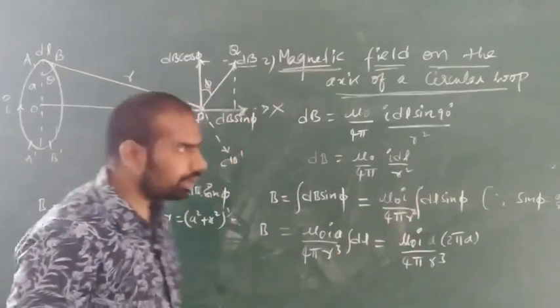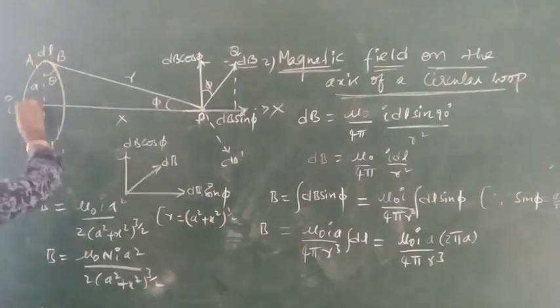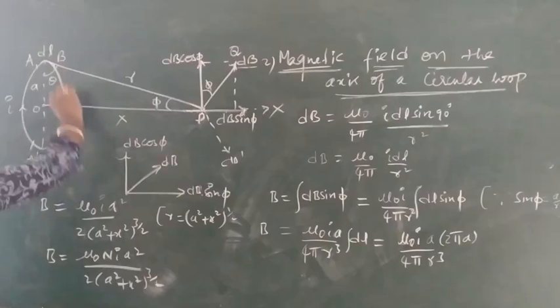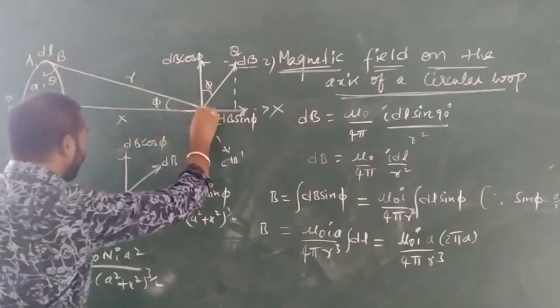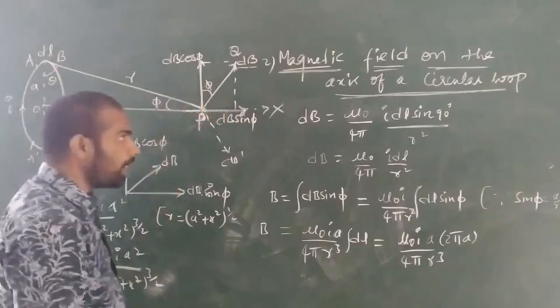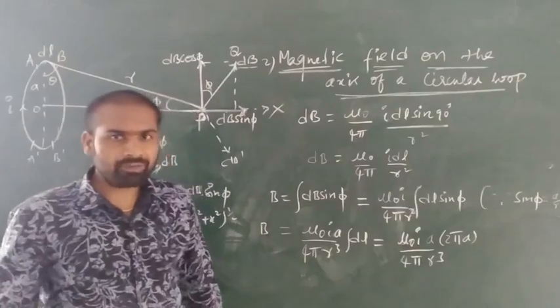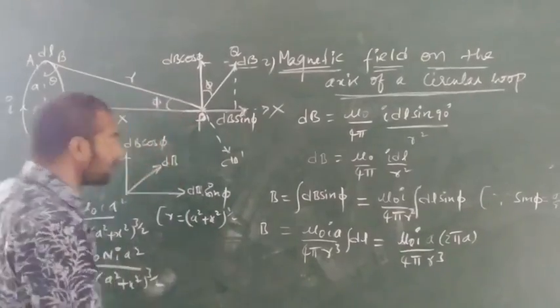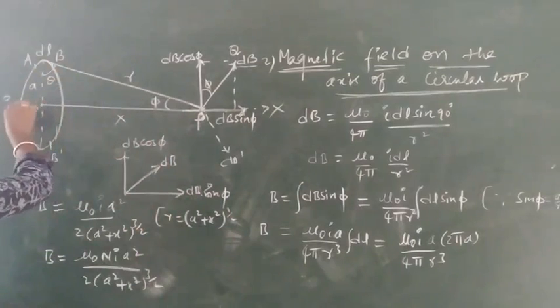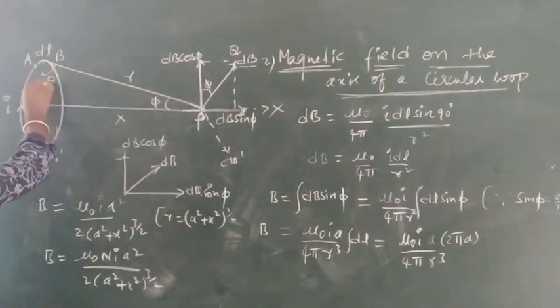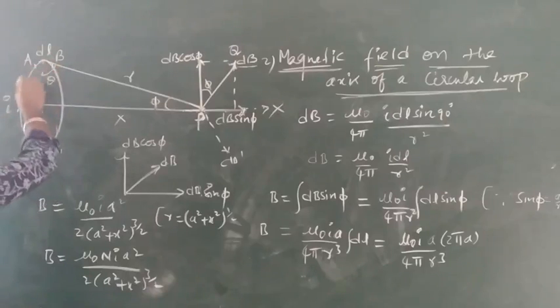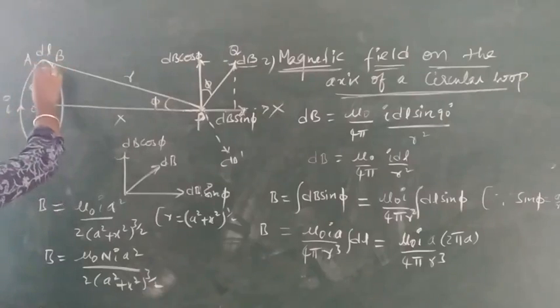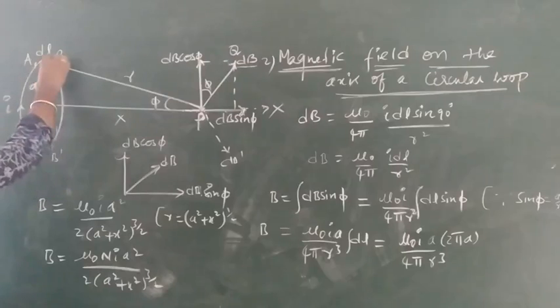So in this class, for the magnetic field on the axis of a circular loop, we consider a circular loop carrying a current I, and on its axis at point P we are going to find the magnetic field induction. For that purpose, we consider a circular loop carrying current I with radius a at center O. We divide the entire circle into small elements and consider one such small element AB whose length is dl.